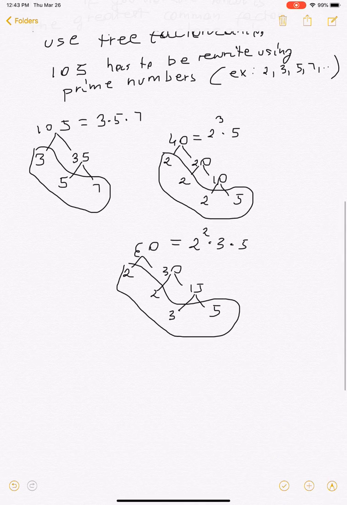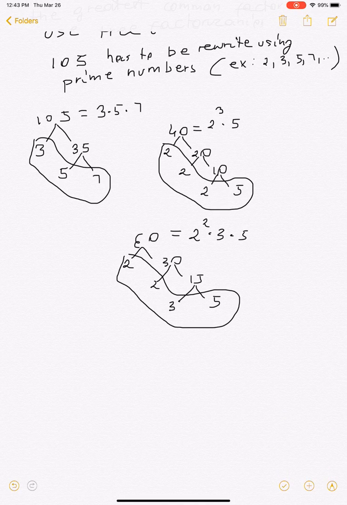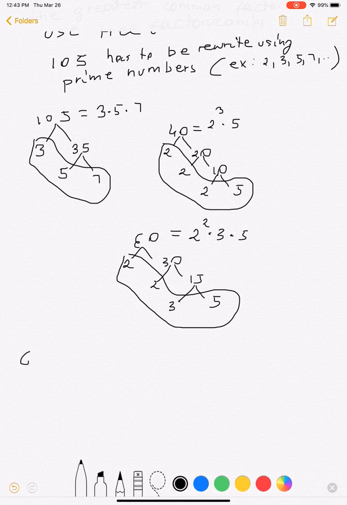Now when you have a prime factorization of each number, to find the greatest common factor, you're going to take the factors which repeat in each. And if you have exponents, you're going to pick the lowest exponent. So the greatest common factor, let's see. 105 has 3, 40 does not have 3, 60 has 3. So 3 is not one of the factors.